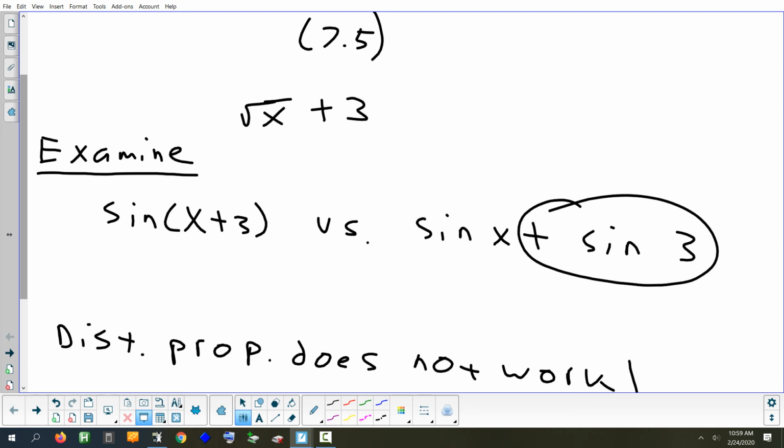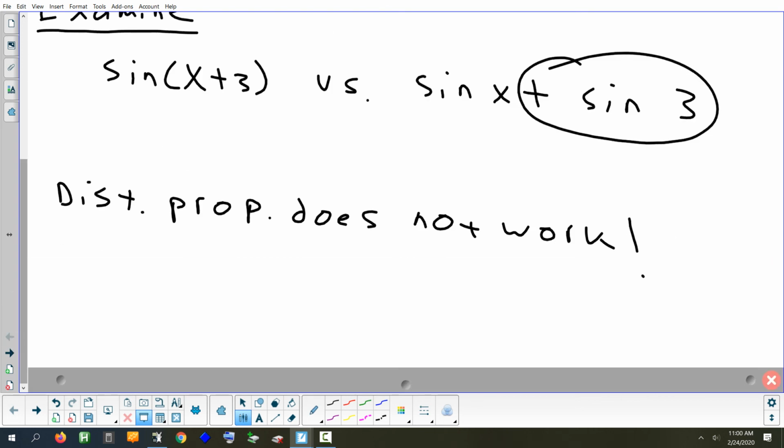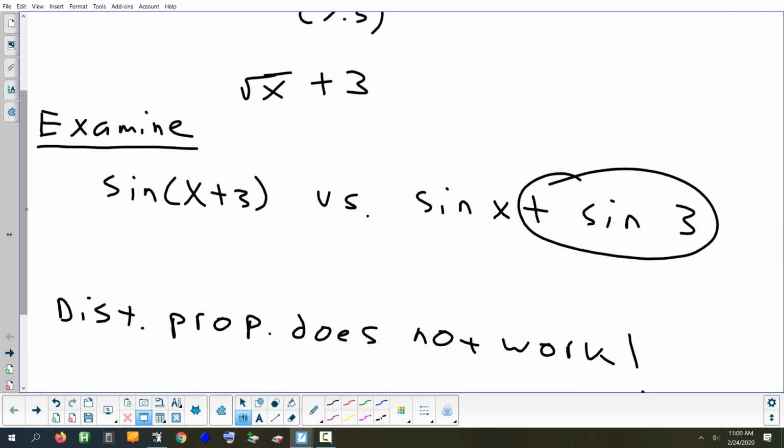So just from transformations, these are two totally different things. This is a vertical shift, this is a horizontal shift. Specifically, this is a shift up, this is a shift to the left. So they're not the same. So what does work? Well, I'm going to show you. We're going to learn what's called the sum and difference identities. It's a formula that you can use when you have a sum or a difference inside the parentheses to simplify it. And there's 6 formulas.